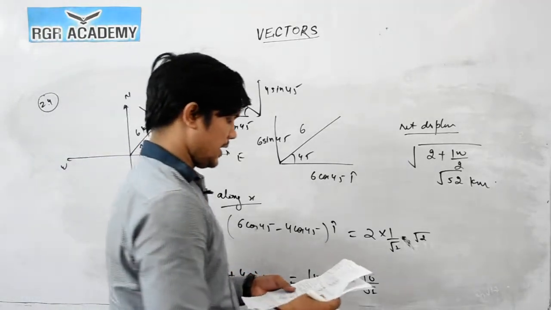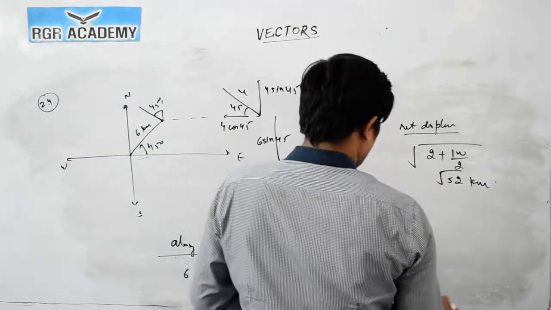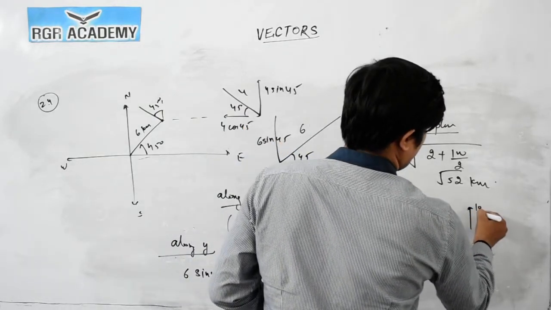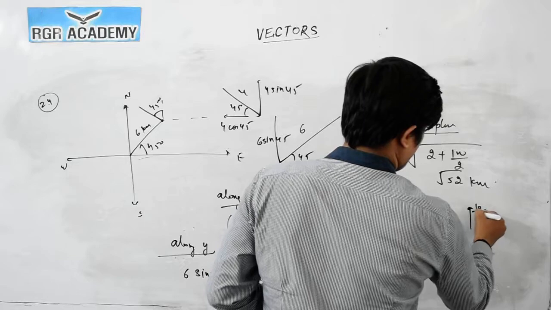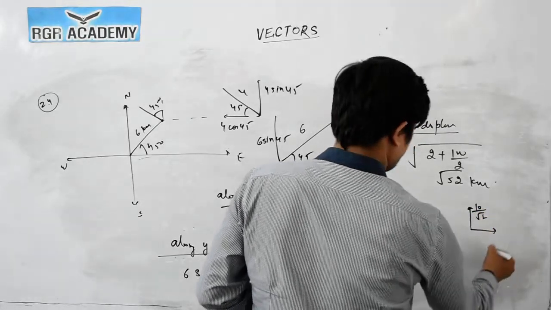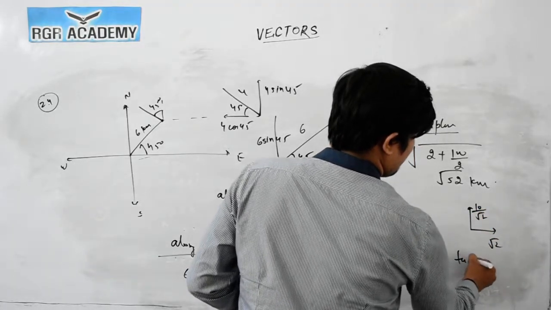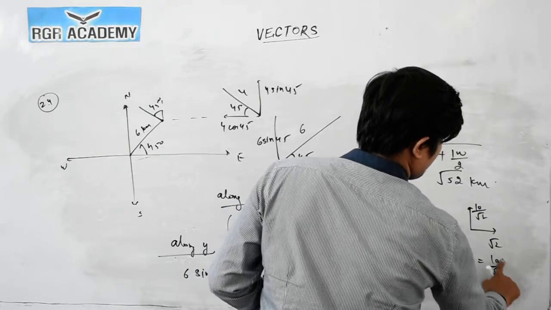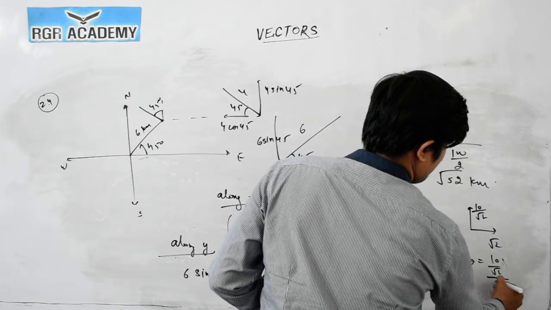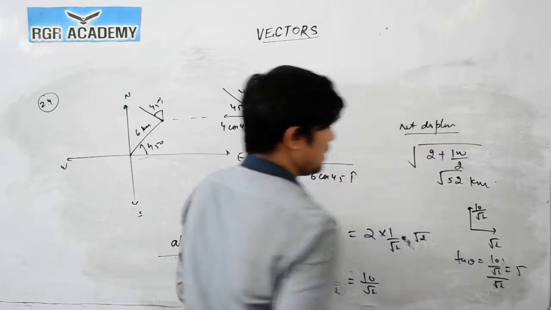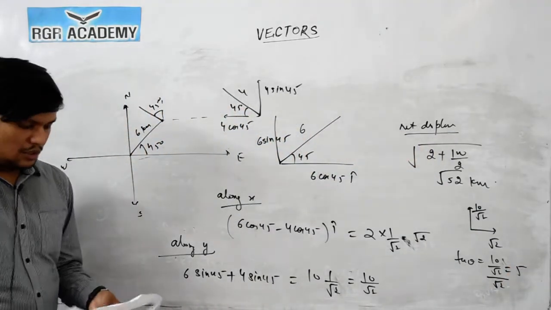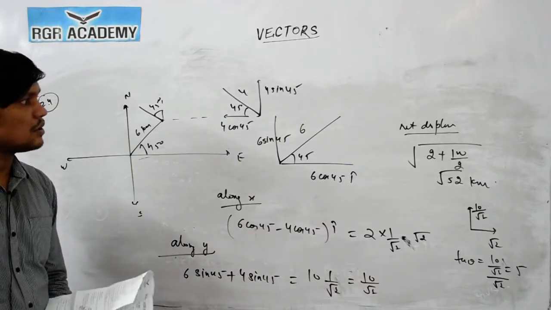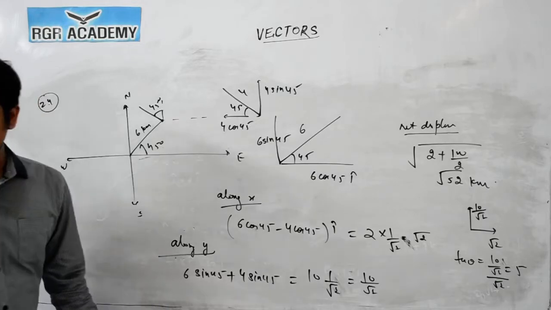Now if you want to find out the angle, okay, what is the y component? Y component is 10 by root 2, and x component is root 2. So tan theta we can write as 10 by root 2 divided by root 2. So that is 5, so theta is equal to tan inverse 5. So by solving this you will get theta as tan inverse 5 and the magnitude is under root of 52 kilometer. So this is the answer for question number 24.